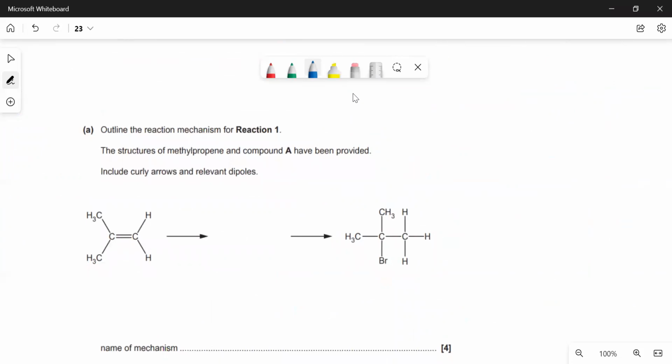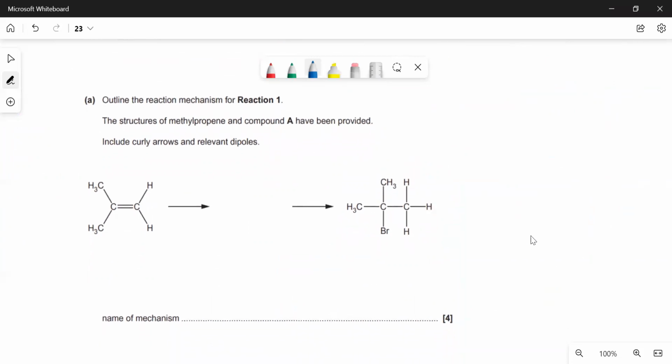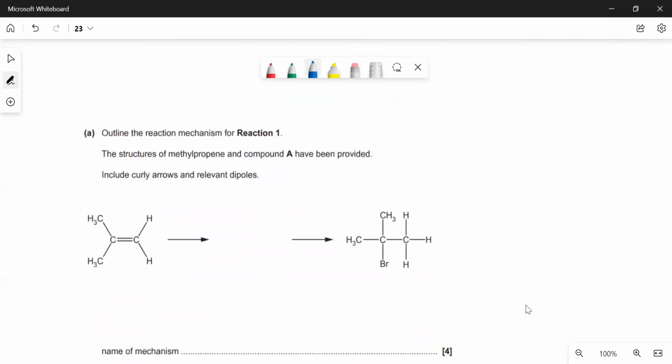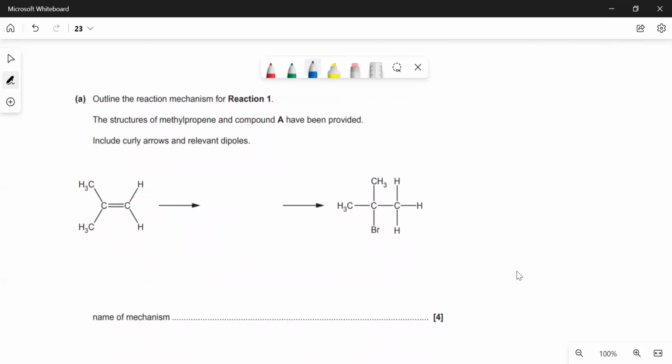Right, now we're on to organic chemistry. We've got: outline the reaction mechanism for reaction 1. Okay, so methyl propene reacts with something. It tells us that it reacts with hydrogen bromide. It does, but I've missed that bit of the question out. Reacts with HBr. Okay, so we've got to draw the mechanism for that. And what's the name of this mechanism? Well, let's write down first, it's electrophilic addition.